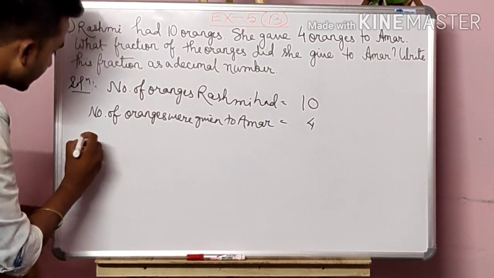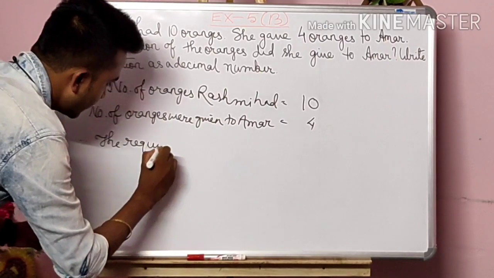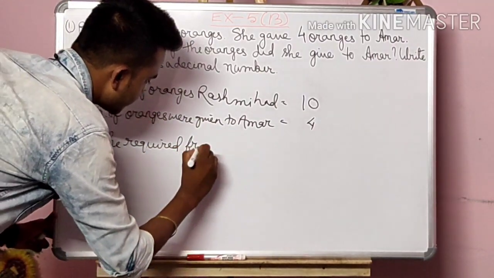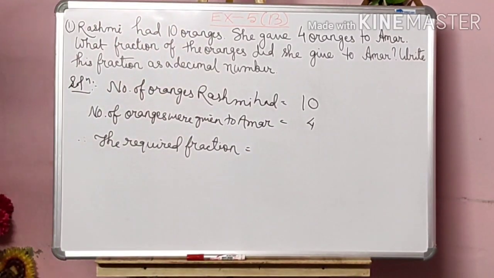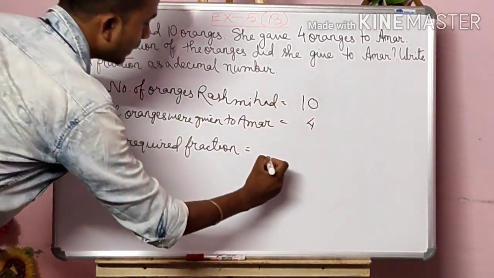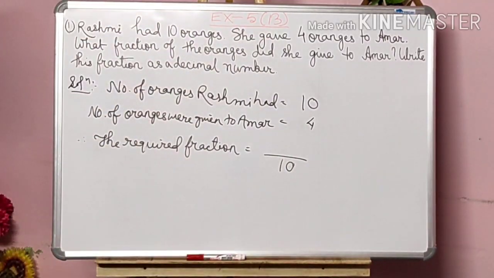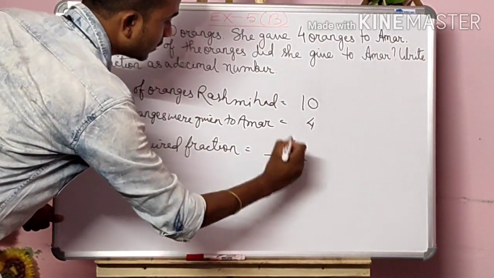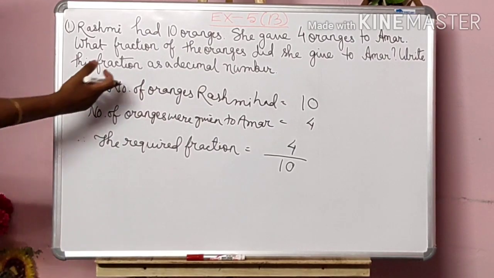So just convert it. Therefore the required fraction is. What I told you in the last class is that whatever the total number of things is, it will be in the denominator. So the number of oranges Rashmi had was 10. So we are going to write 10 in the denominator. And the number of oranges given to Amar was 4. So we are going to write 4 in the numerator. Now what we have to do? We have to convert this fraction into a decimal also.